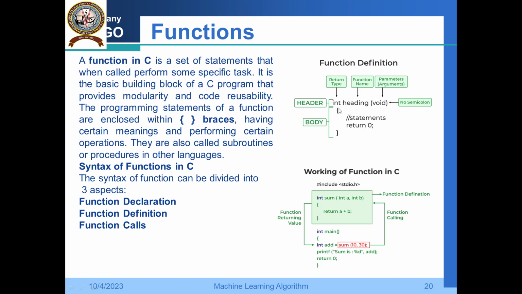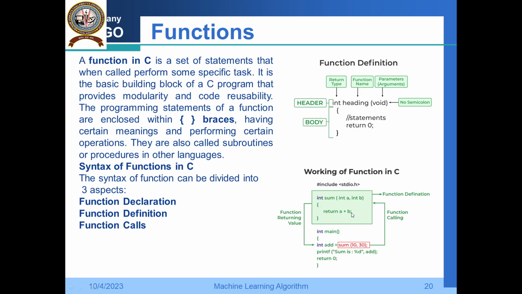Then the body starts between the curly braces, and you put the statements there. The first statement is written, and at the end of each statement there will be a semicolon. Let us see here: integer sum, integer a, integer b. This we call the function definition, and this is called the function call. In the function definition, integer sum, I declare integer a and integer b, which are called the parameters, and return a plus b.